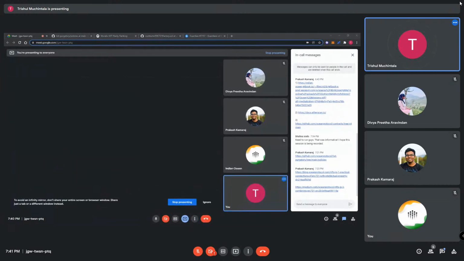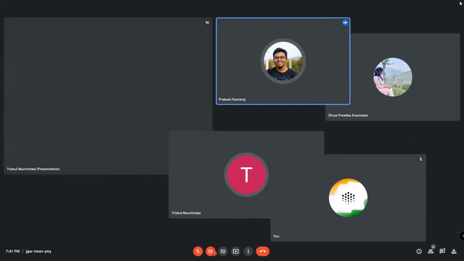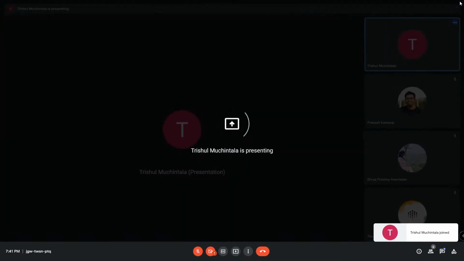I think you should be able to see my Visual Studio editor now. Can you see that? Not yet. Is it loading? No, it's showing your sharing window. I think you have to share the entire window or entire screen, then you'll be able to see. Yeah, is it visible now?